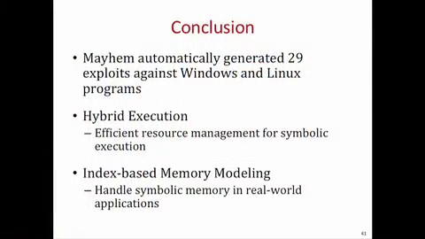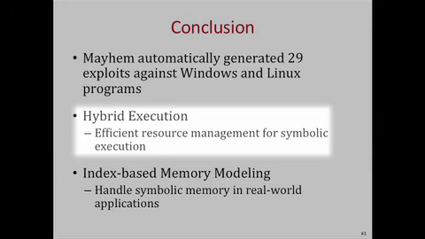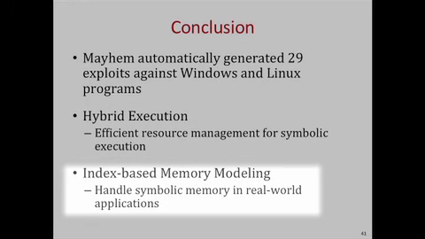So in conclusion, Mayhem automatically finds and generates 29 different exploits against Windows and Linux programs. We propose two techniques. One is hybrid execution, which allows us to efficiently manage resources for symbolic execution. The second technique that we propose is the index-based memory model, which handles symbolic memory in real-world applications.